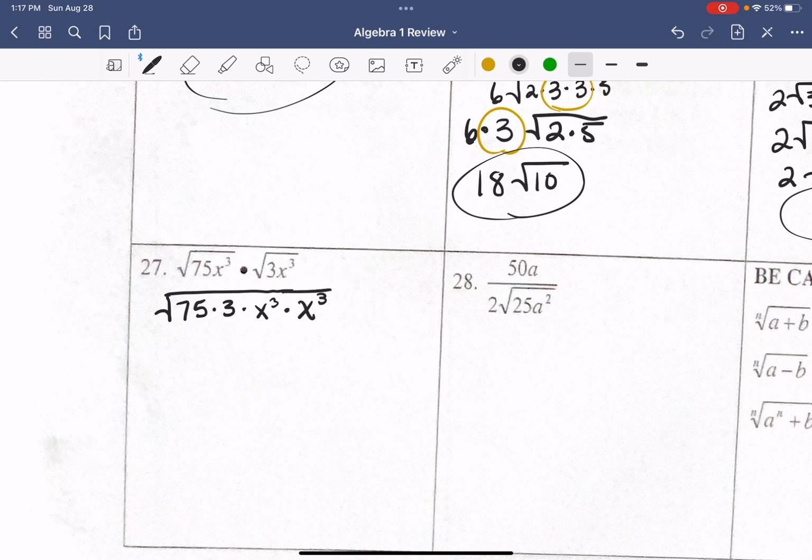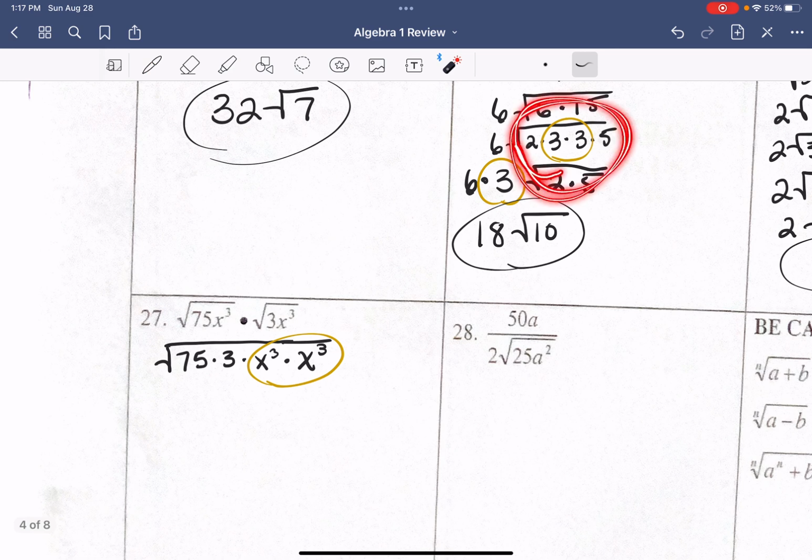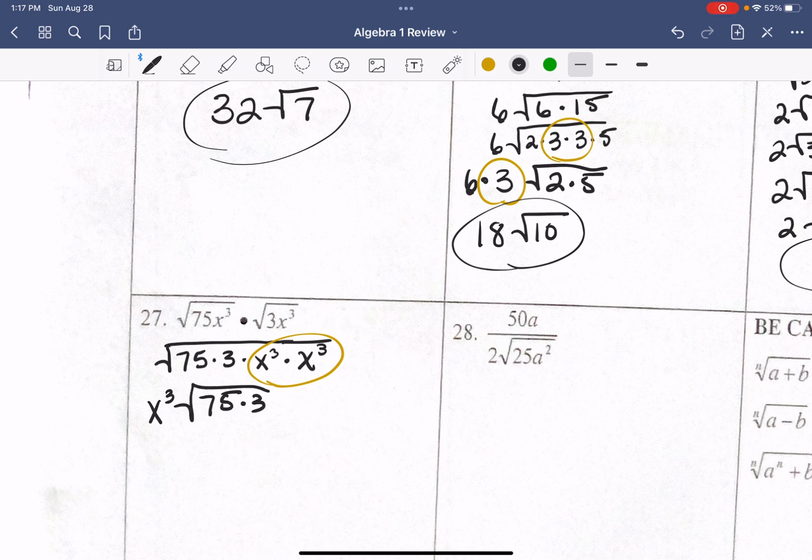And I'm also going to make a choice to take the x cubed, and I'm not going to combine those. Because what do I have when I have x cubed times x cubed? I have a pair, just like we had up here with the 3 times 3. So what that means is I'm going to be able to take both of the x cubes out of the square root sign, and they turn into just 1 x cubed, and then we have 75 times 3.